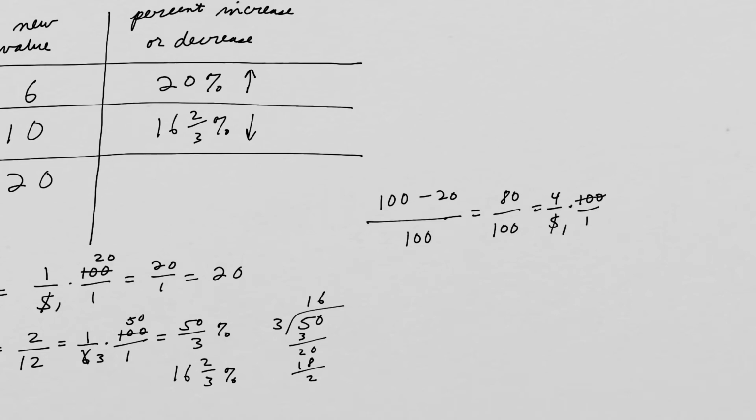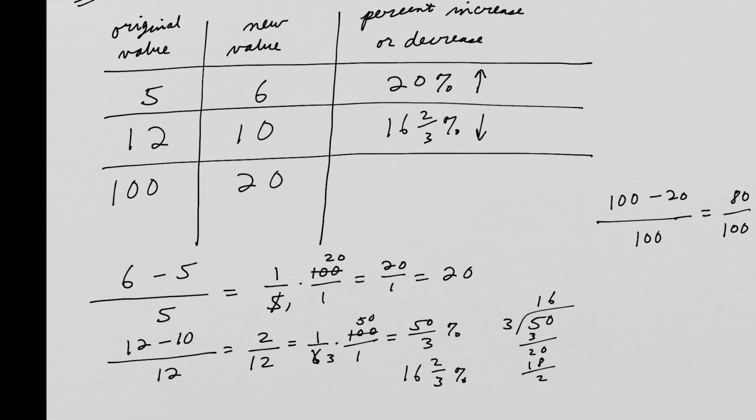So 1/20, so this is going to be 80, right, over 1, which is 80. So in this case, it's going from 100 down to 20, so this is an 80% decrease. That would be an 80% decrease.